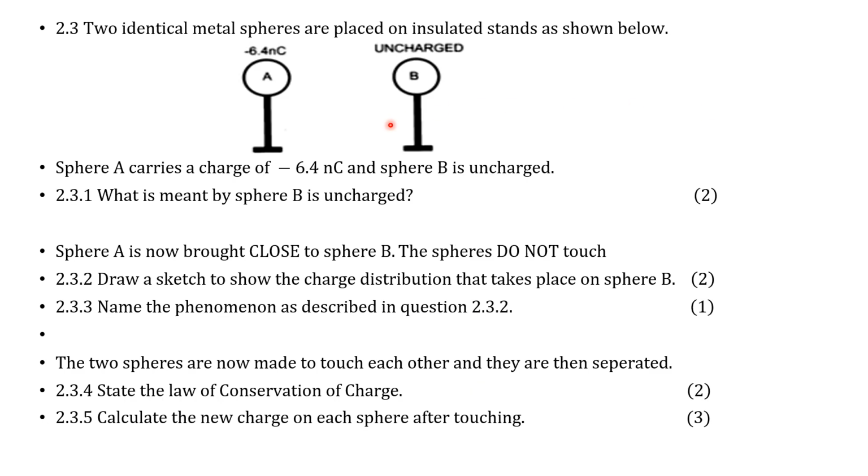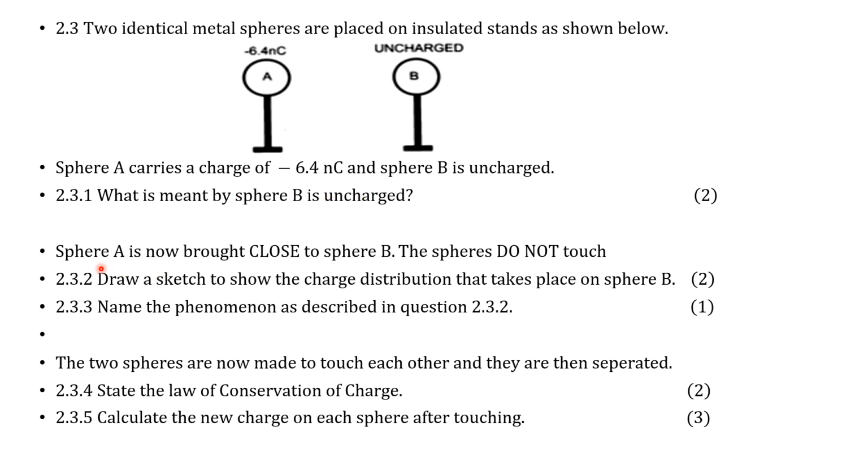Right, now the second set of questions. They say we have two identical metal spheres and they are placed on an insulated stand as shown below. That insulated stand is just so that it doesn't lose its charge to the earth. Now sphere A carries a charge of minus 6,4 nC, where n stands for nano, so nanocoulomb, and sphere B is uncharged. What is meant by sphere B is uncharged, for 2 marks.